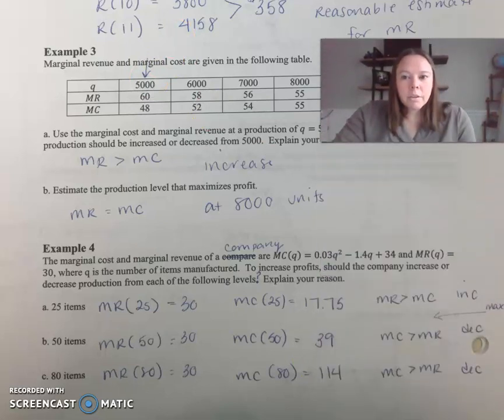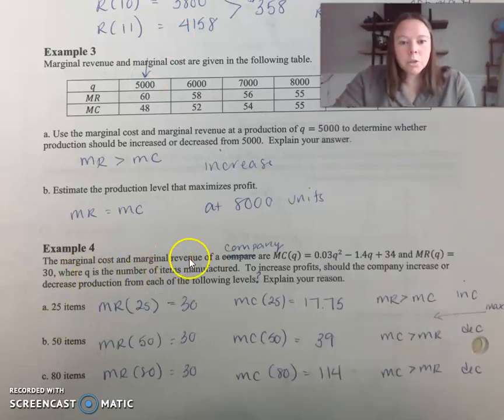Okay, and then down here, last one, the marginal cost and marginal revenue of a company are given in these functions, where Q is the number of items manufactured. To increase profits, should the company increase or decrease production for each of the following levels? So at 25, 50, and 80, I calculated the marginal revenue. Now it's just a number, so it's the same for all three. But then I calculated marginal cost. So I plugged 25 into this function, 50, and 80. And then you just go and compare.